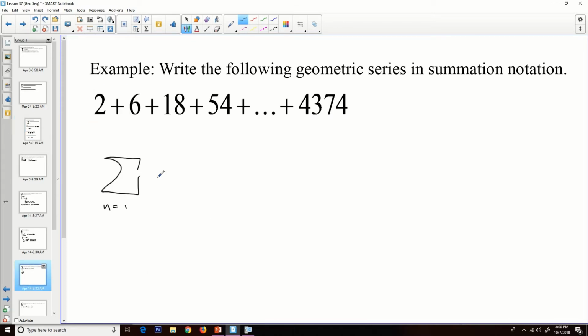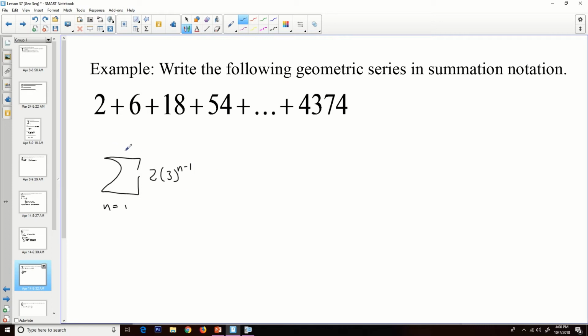That's easy. First term is 2. 2 times 3 is 6. 3 times 6 is 18. 18 times 3 is 54. So I'm assuming that my common ratio is going to be 3 to the n minus 1. And now all I got to figure out to be done is this upper bound.